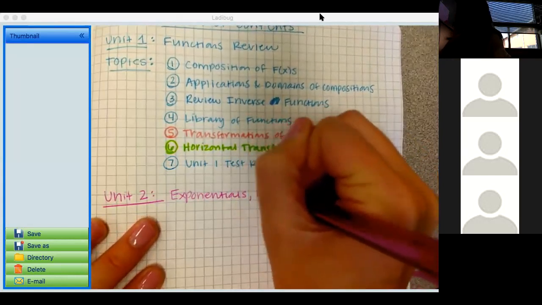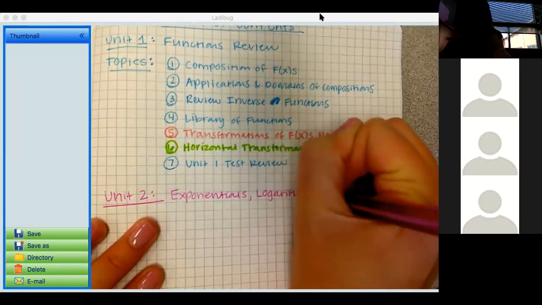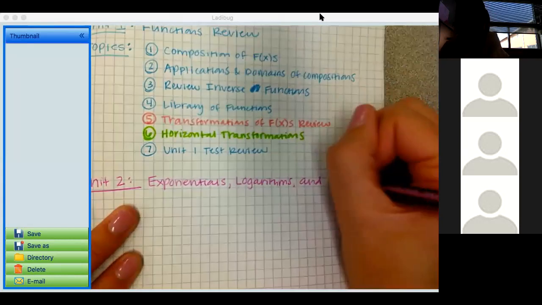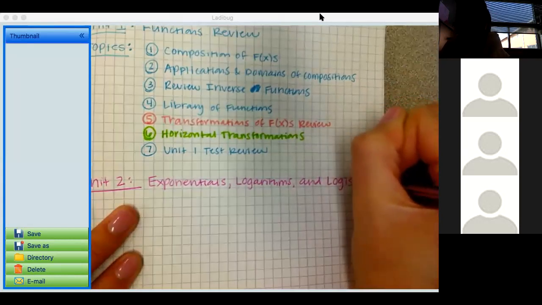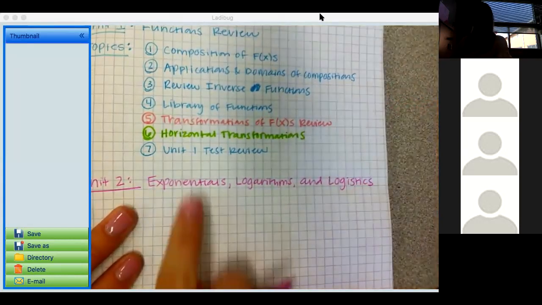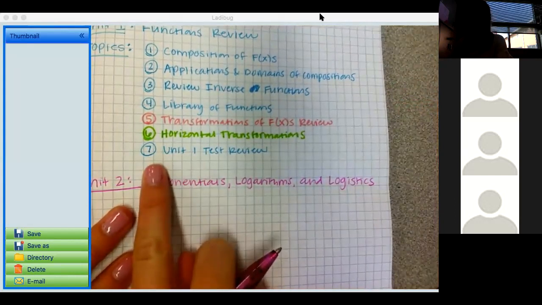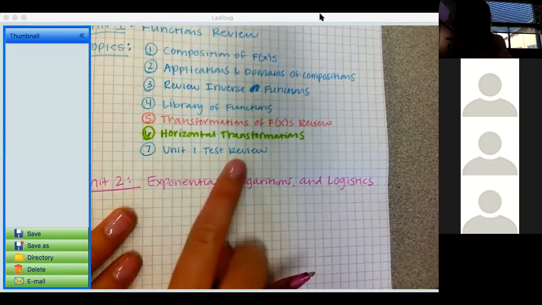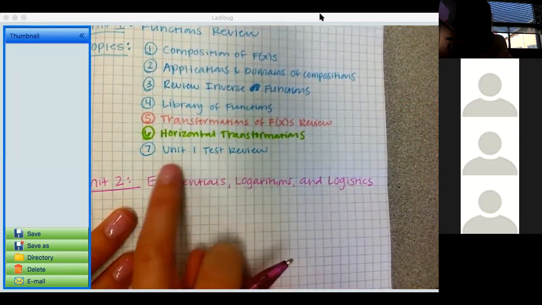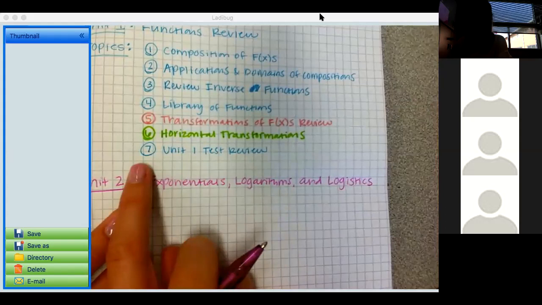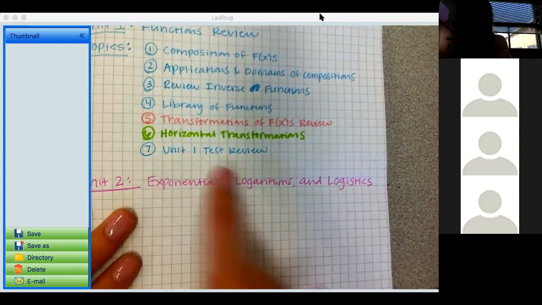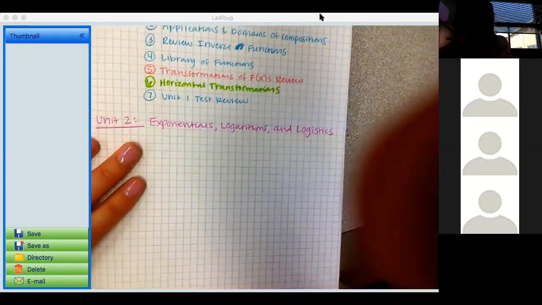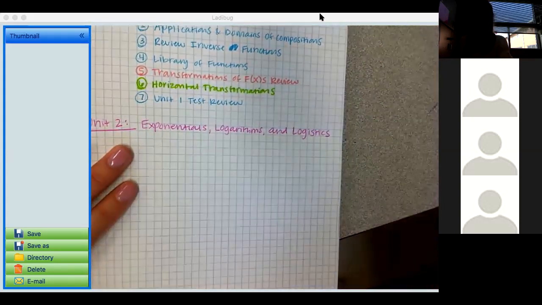Exponentials, logarithms, and logistics. Hopefully, I'm just making sure we all get 100 on our notebook check. Hopefully you labeled this yesterday like you were supposed to. People at home, just make sure your Unit 1 test review gets put in on page 7. Or you label the work you did in your notebook for your test review, page 7, okay?